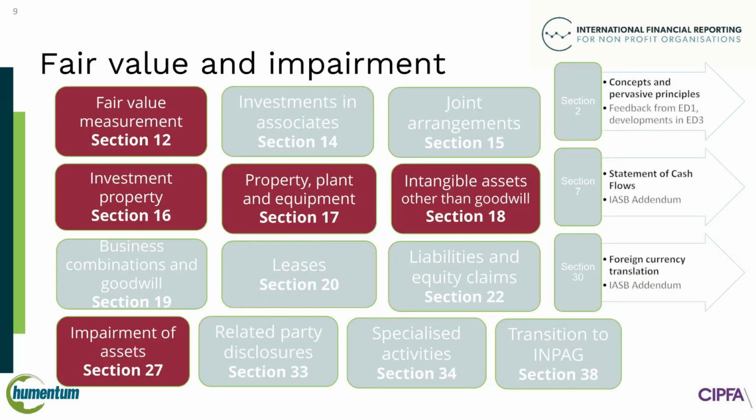The first group of sections relate to the use of fair value measurement and impairment. Included in this group is Section 12 on fair value measurement, Section 16 on investment property, Section 17 on property, plant and equipment, Section 18 on intangible assets other than goodwill, and Section 27 on the impairment of assets.